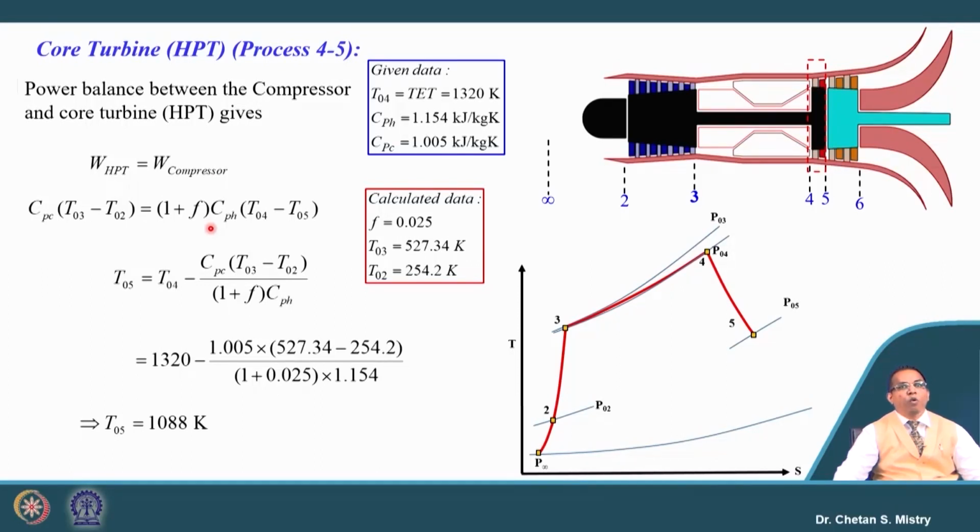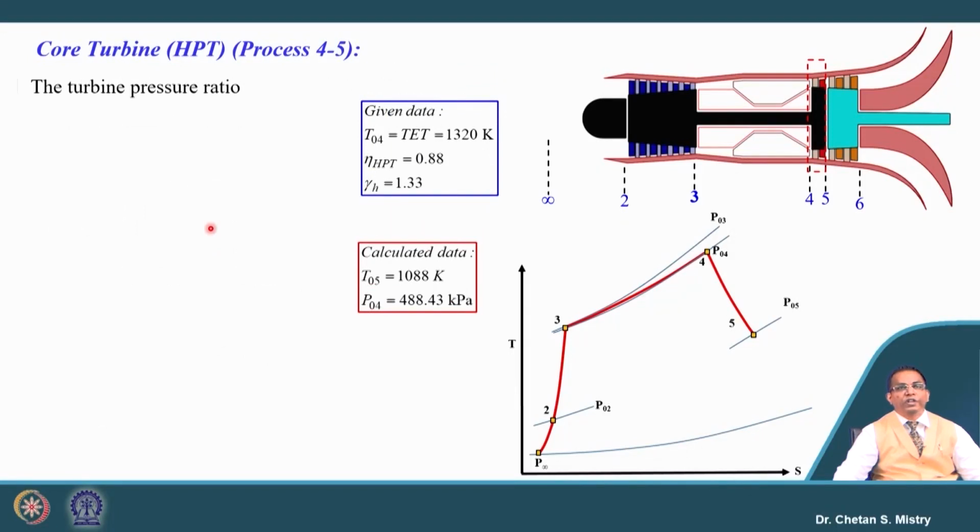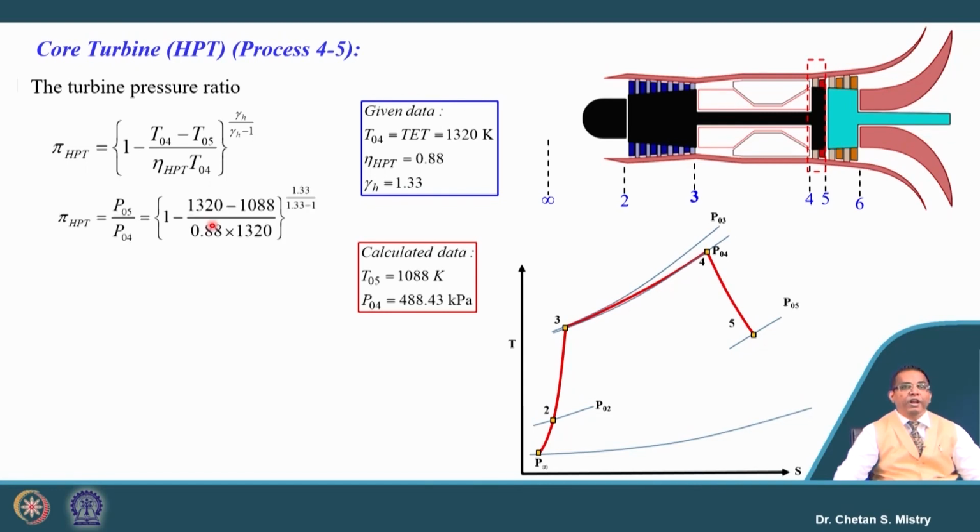Okay. Now, let us move towards the calculation for the pressure ratio. Based on this pressure ratio, we can calculate the outlet pressure from the HP turbine. So, we can write down this equation. We have information about the temperature at the entry and the temperature at the outlet, and the efficiency is also known to us.